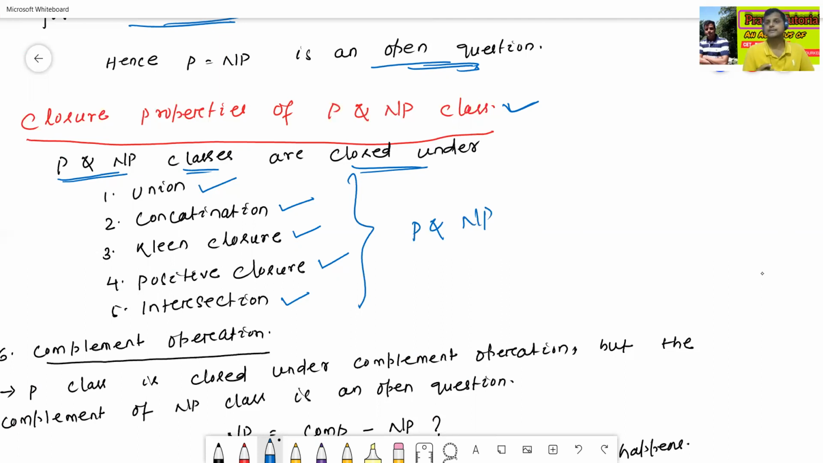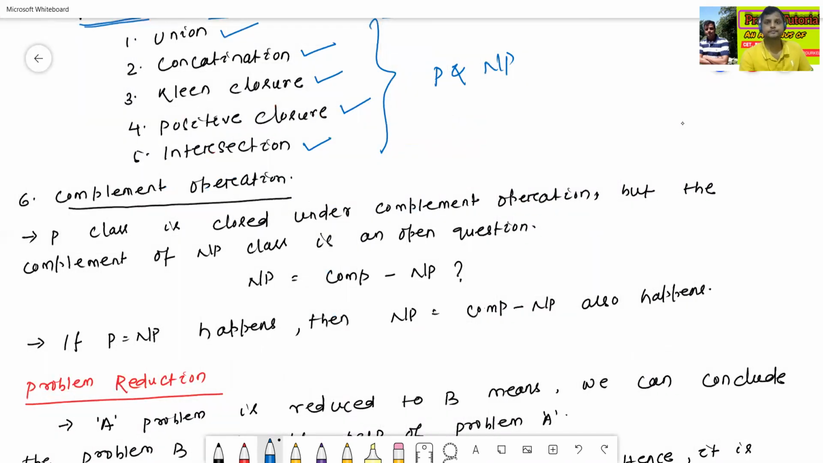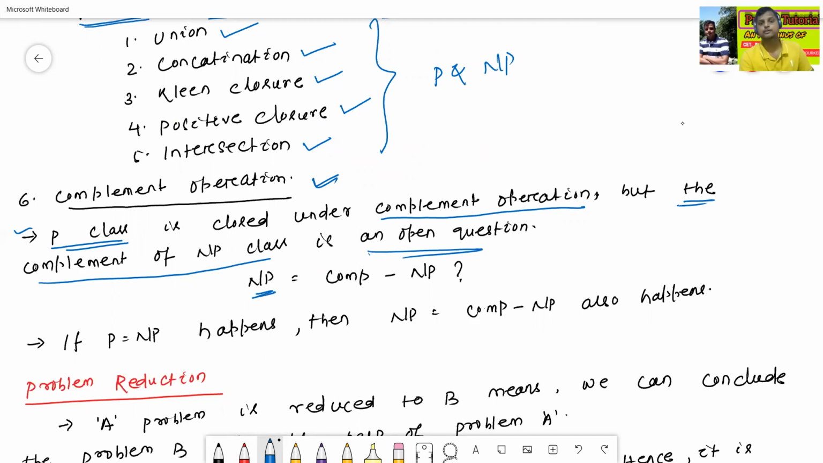Now we'll see the 6th one, the complement operation. See the point: the P class is closed under the complement operation, but the complement of the NP class is an open question. So whether NP equals its complement, yes or no, we don't know.